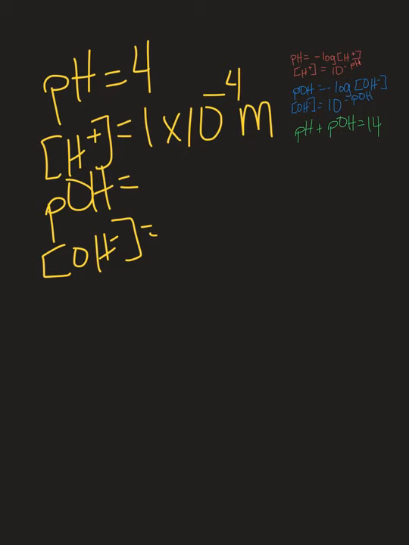So now we need to figure out pOH and the hydroxide ion concentration. So let's go to pOH first. We're going to go to this equation in green here, where if we add the two together, we get 14. pH is 4. What can I add to 4 to get 14? 10. Easy cheesy, lemon squeezy.